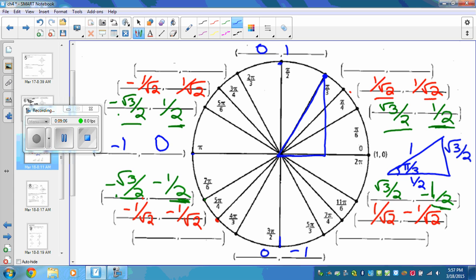Okay, so it has an x value of 1/2. It has a y value of root 3 over 2. Okay, so I'm going to fill in those same values right away because I know it's going to follow this pattern. And I'm going to add my negatives in after.